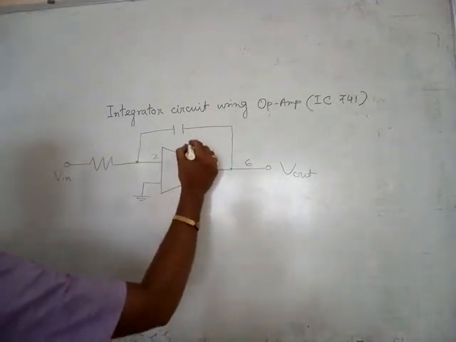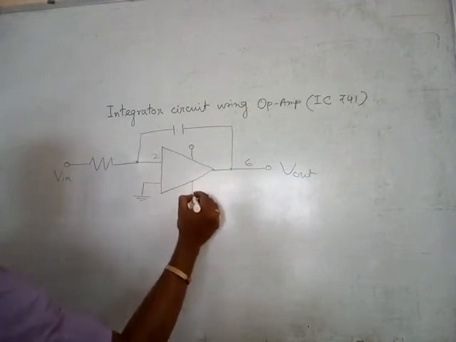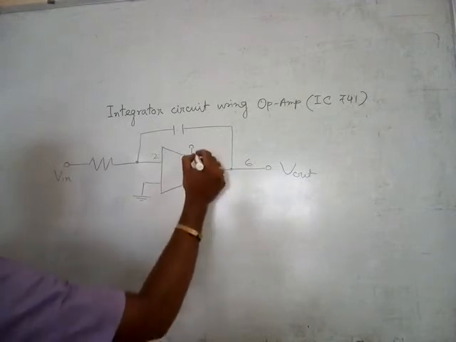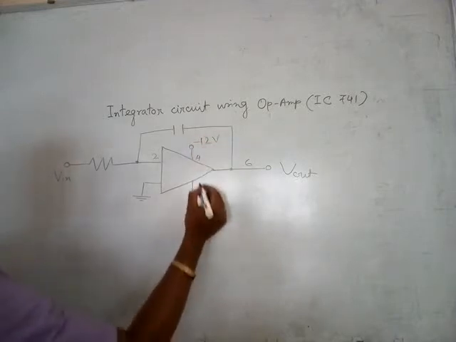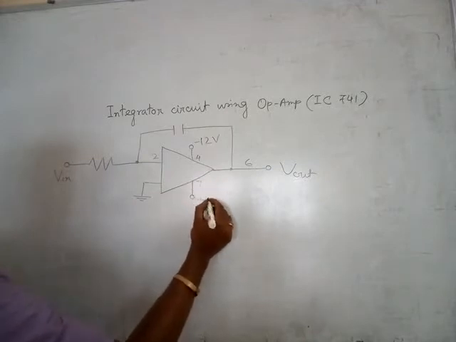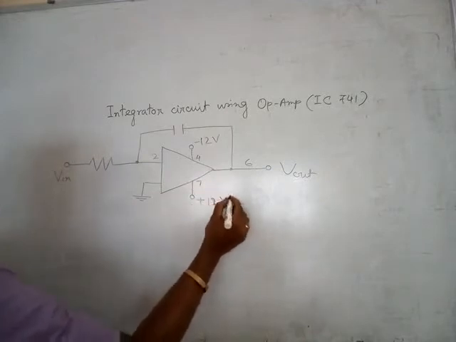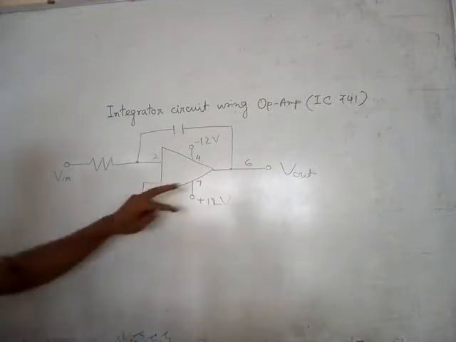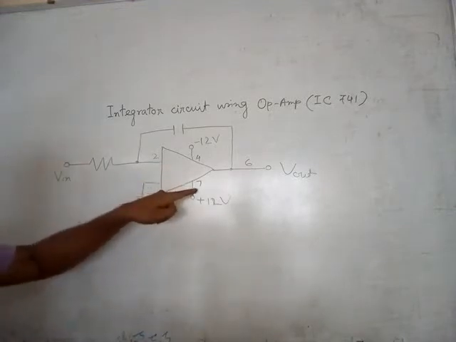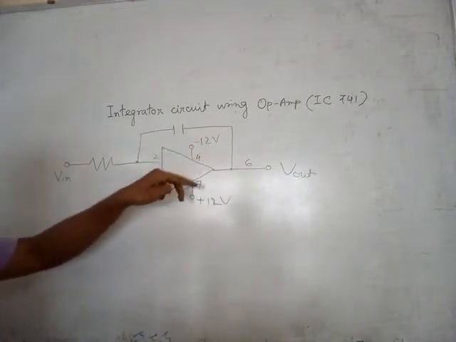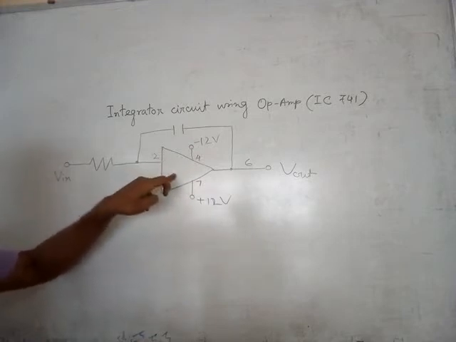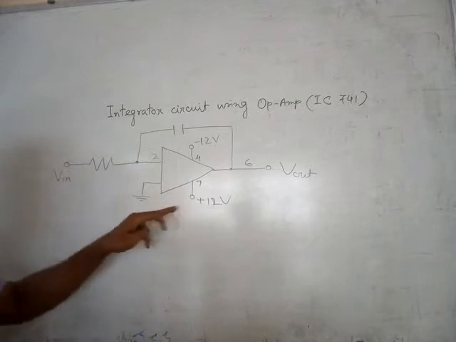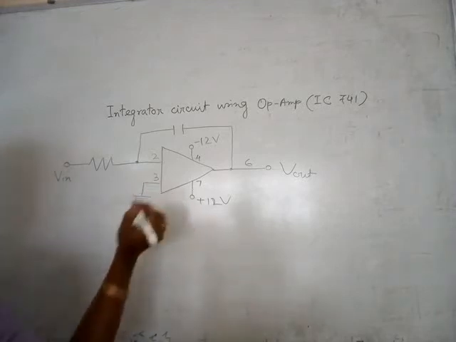And most important are pin number 4 and pin number 7. Pin number 4 is connected to minus 12 volt, and pin number 7 is connected to plus 12 volt. This is very important. If you connect them the opposite way, that is pin number 7 to minus 12 and pin number 4 to plus 12, then the IC will be burned. So be very careful when you design this circuit.